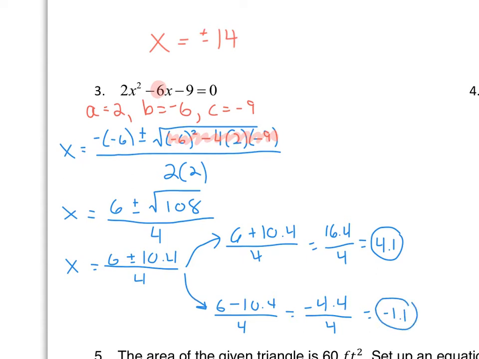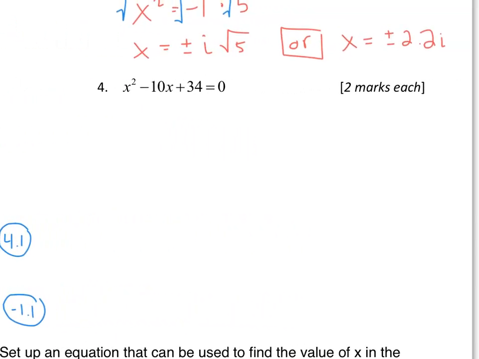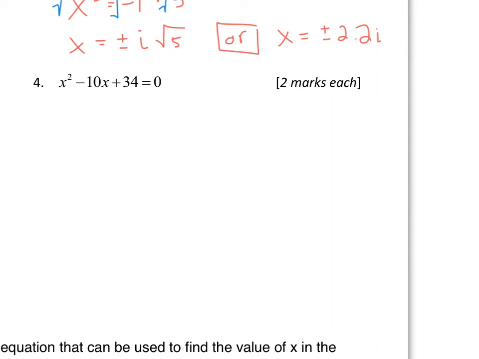Okay? I want to reiterate here that when I took the square root, I did not end up taking the square root of a negative, so no need to worry about imaginaries on that problem. Number four, here we go. I'll do this one in green. Maybe it'll stand out then a little bit from the prior example.